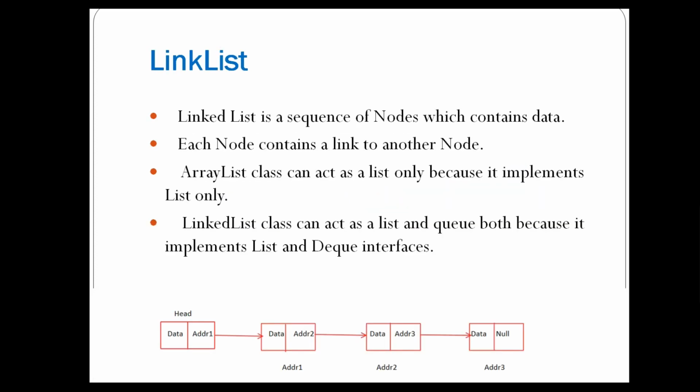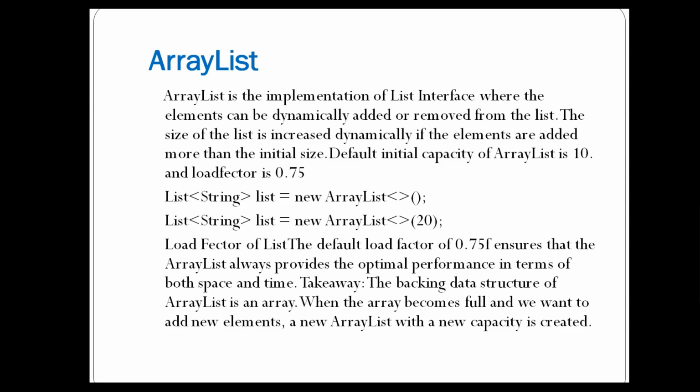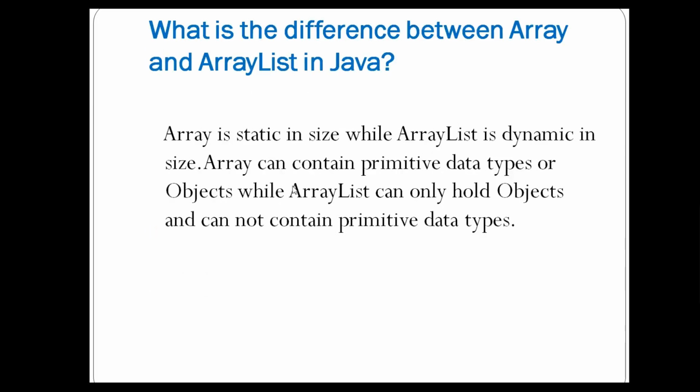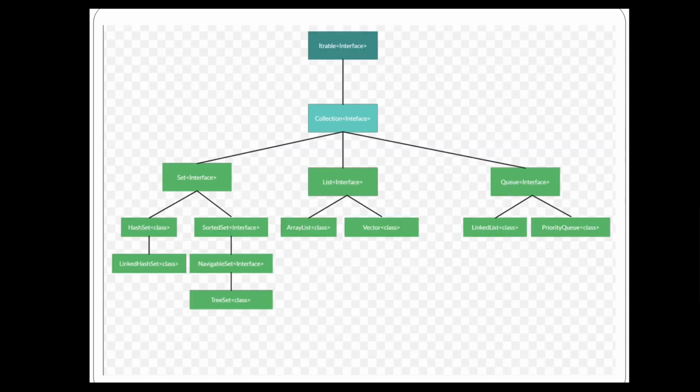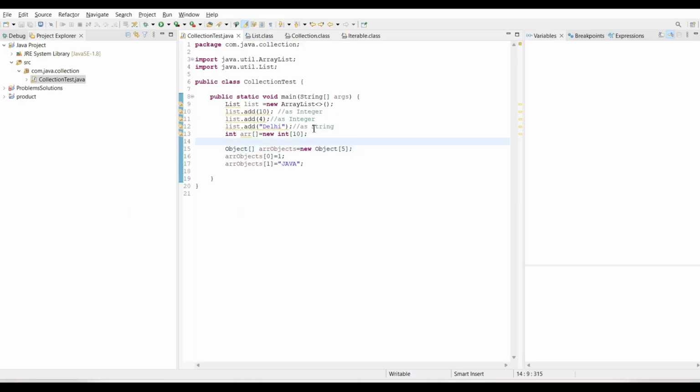So that is Vector. Let's see something more about the list. We will cover only List in this video. You can check that ArrayList is an implementation of List. In the diagram we can see ArrayList is the child class of List. So ArrayList implements the List interface, where the elements can be dynamically added or removed from the list. So we can see here that we can add the elements.